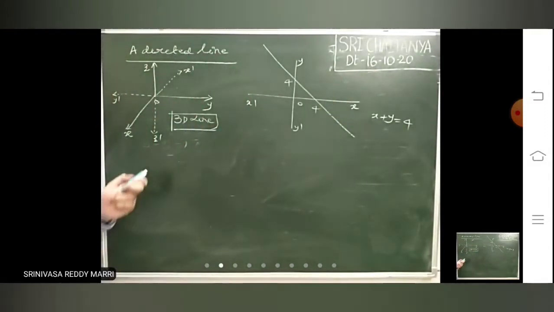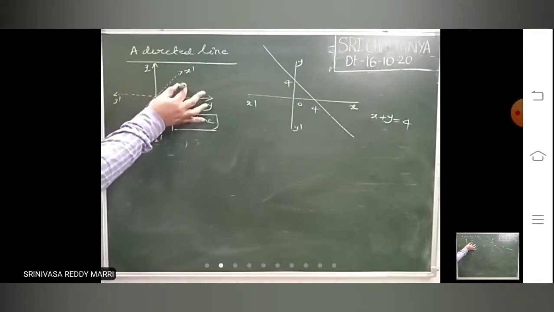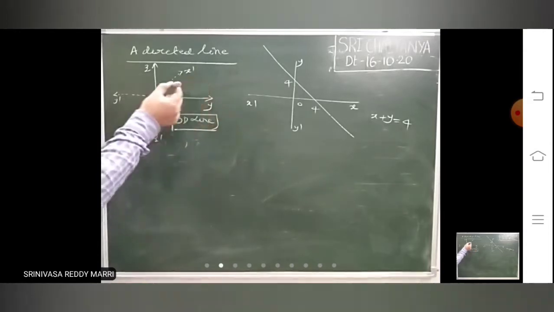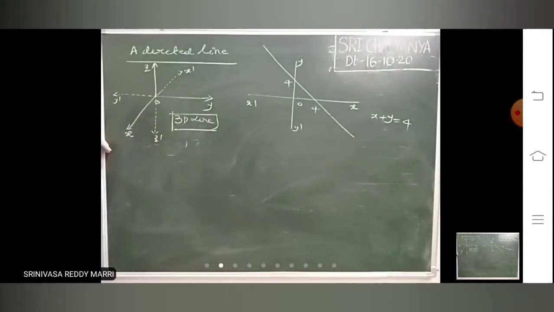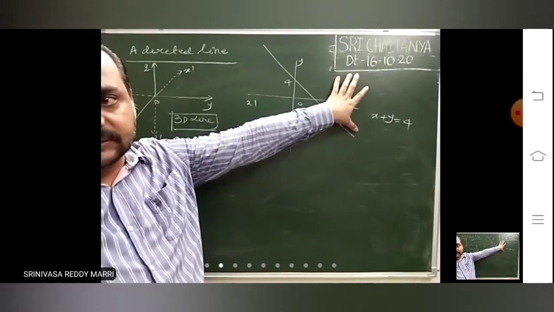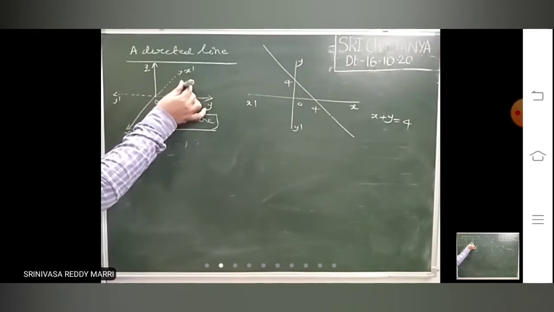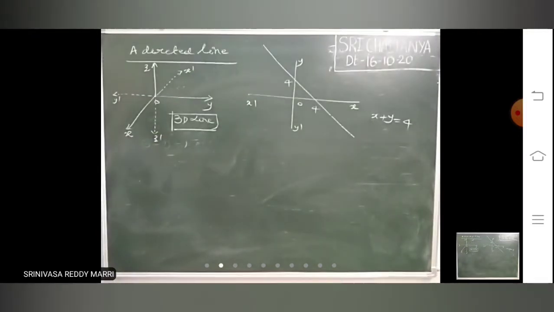If there is z also, then the line will be like this. Always keep your pen vertically or somewhat inclined with the paper. That line is nothing but a 3D line. This is a 2D line, just a straight line in the xy plane. A 3D line means always keep your pen like this. It will be inclined or perpendicular to your paper, right?